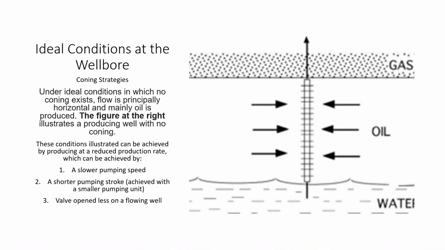Under ideal conditions in which no coning exists, flow is principally horizontal and mainly oil is produced. The figure at right illustrates a producing well with no coning. These conditions can be achieved by producing at a reduced production rate: slower pumping speed, shorter pumping stroke, smaller pumping unit, timer on less amount of time on the pumping unit, valve open less on a flowing well.